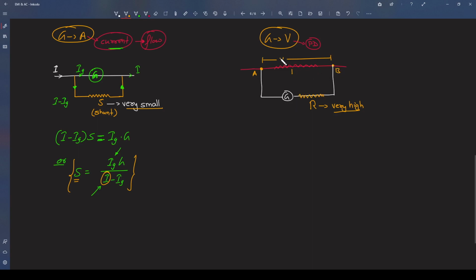So that means if this potential difference is V, we can say that this V is equal to the current which flows through this galvanometer, let's say that is Ig, right? So that will be equal to Ig into (G plus R). That means what is that value of R which should be connected to G? So that R should be equal to V by Ig minus G.